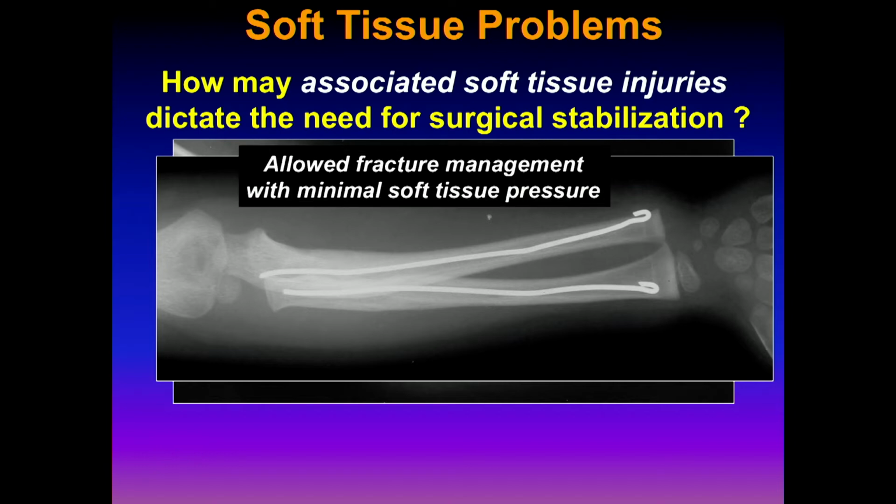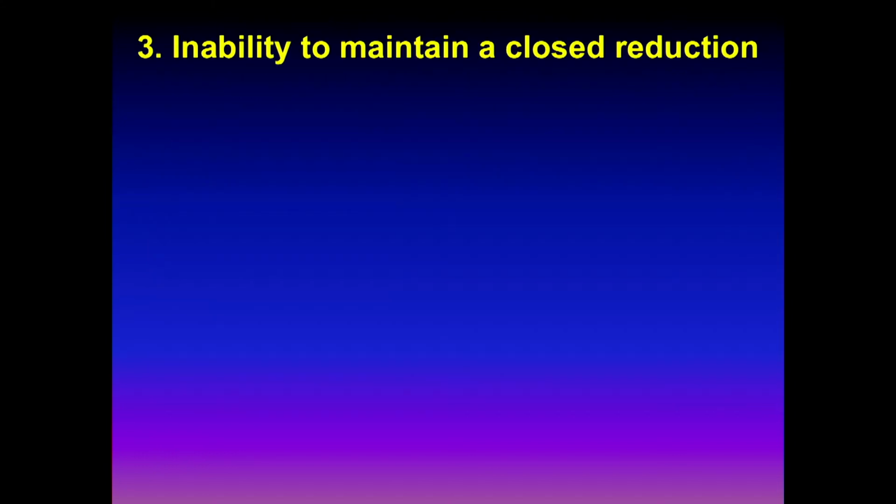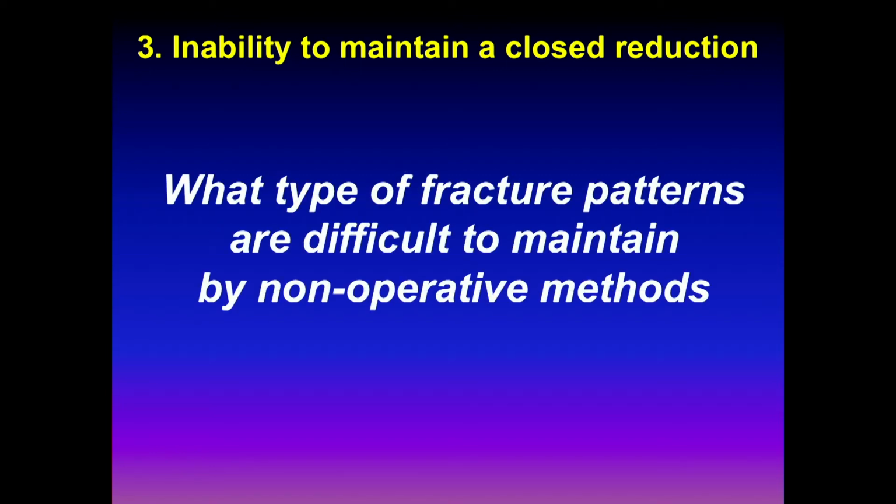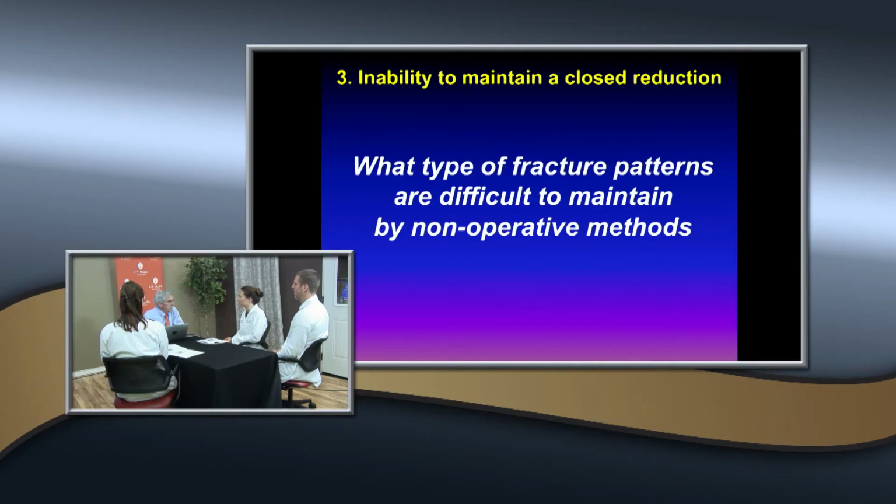That's before we had the commercially available intramedullary nails. We used K-wires, and they still work very well. Now, inability to maintain a closed reduction. Which types of fractures are difficult to maintain by non-operative methods? So with the ulna intact?